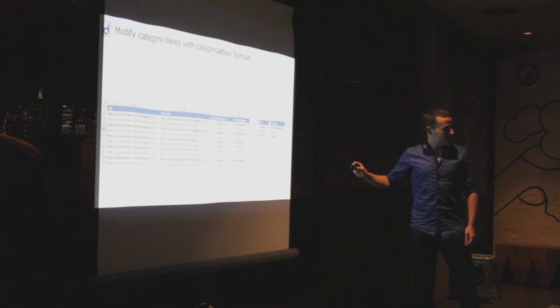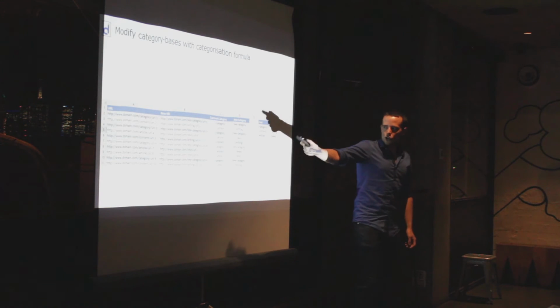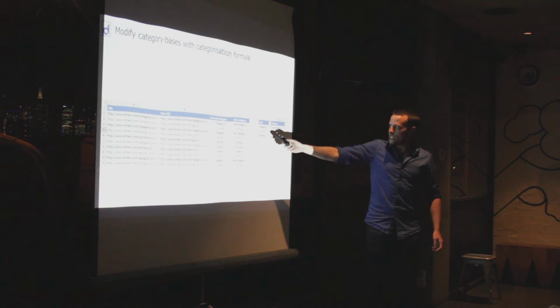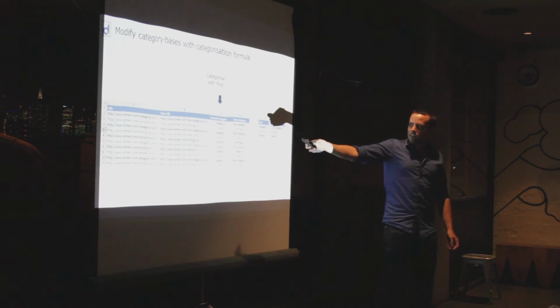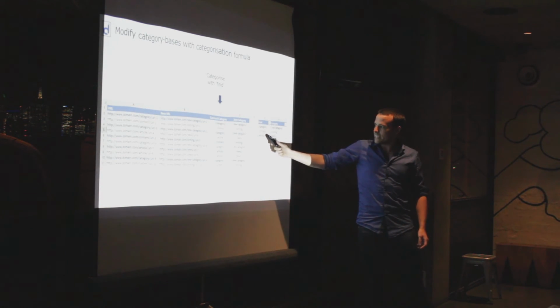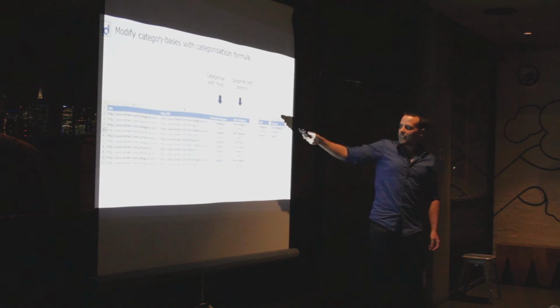Modify category bases with the categorization formula. So instead of doing the substitute, you can do it this way as well. But what this is basically doing is giving me a new URL by swapping out the original category, which is here, with the new category. So categorizing with find, which is here. So looking in that first one, finding this, and then giving what's in C. And then categorizing it here.